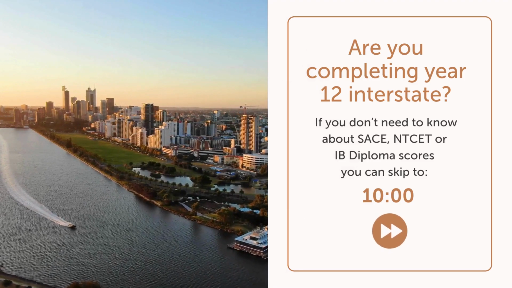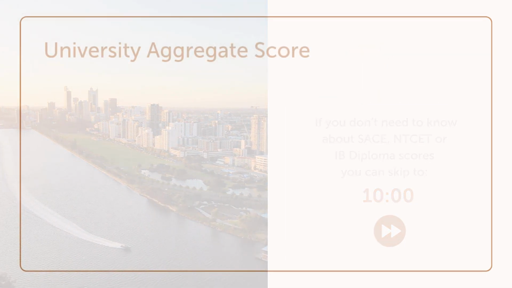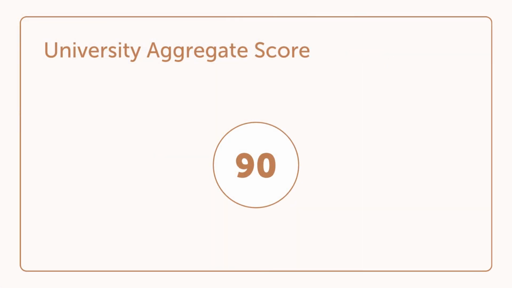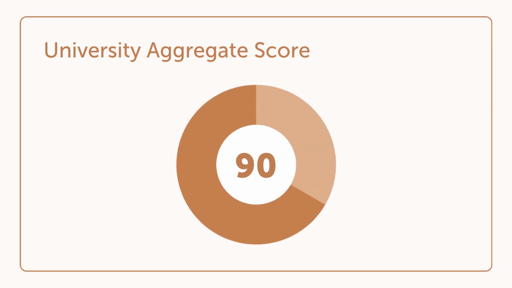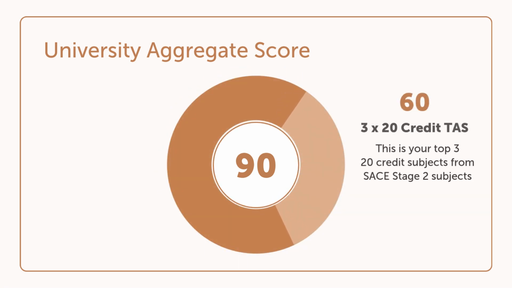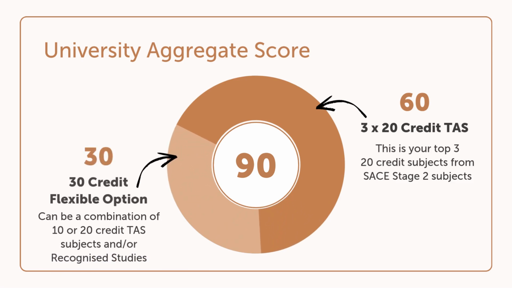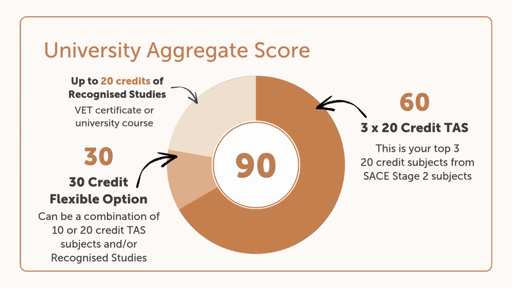or IB scores. The first one we're going to look at is your University Aggregate score, which is always out of 90. That score is made up of your 90 best credits of Stage 2 study, which we split out into 2 groups. The first group is 60 credits, which comes from your top 3 20-credit subjects or valid pairs. The next group, worth 30 credits, is called the flexible option, because that can be made up of a whole range of things. We can use 20-credit subjects, 10-credit subjects, we can halve 20-credit subjects, and if you've done any recognised studies like a vet certificate or a university course, up to 20 credits of the 30-credit flexible option can come from your recognised studies.